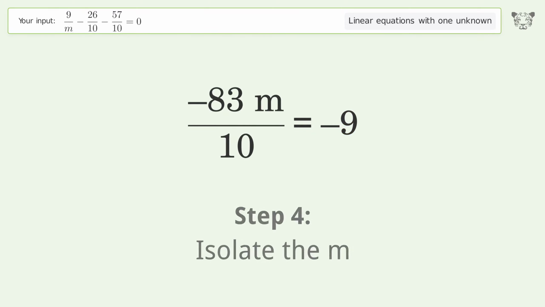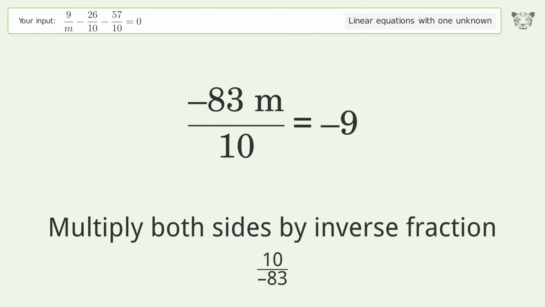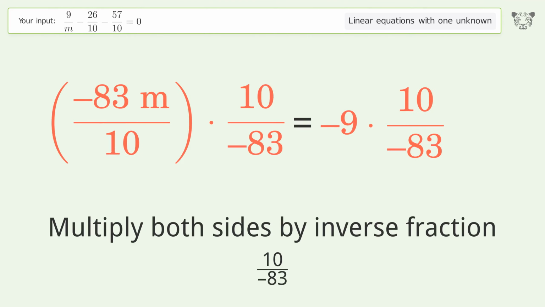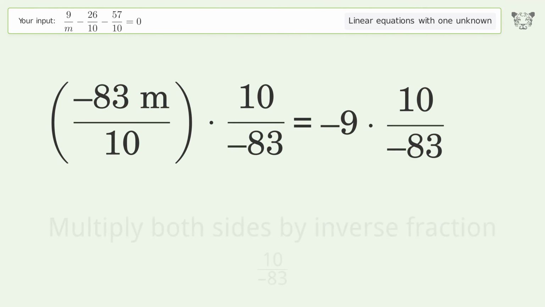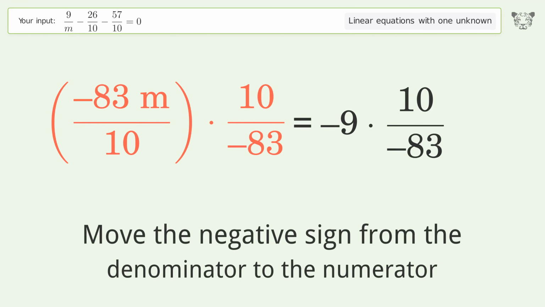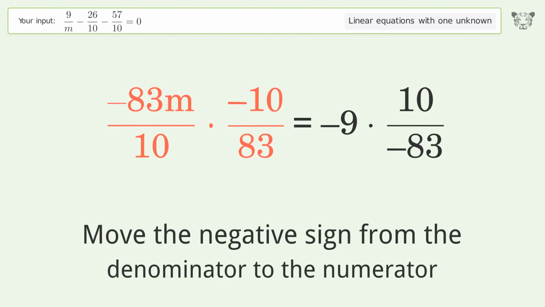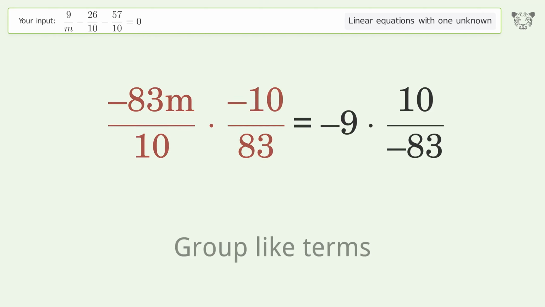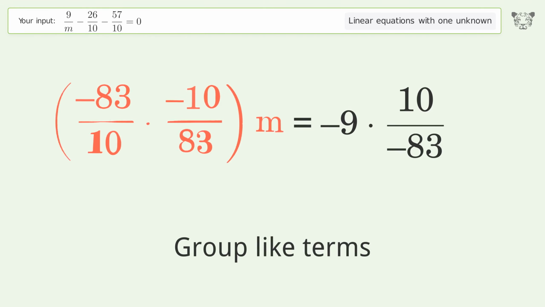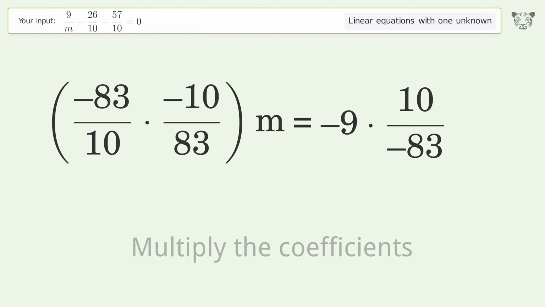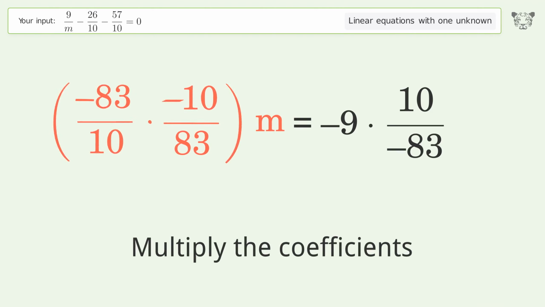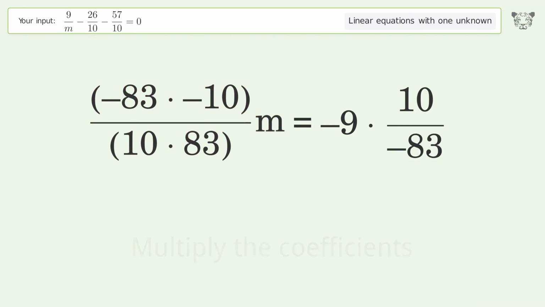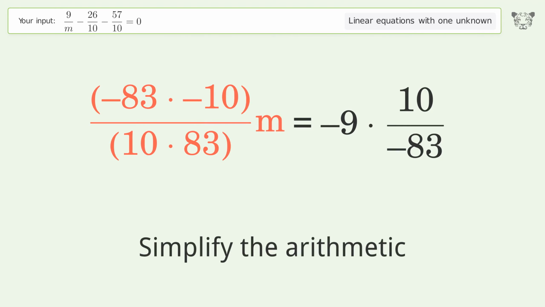Isolate the m. Multiply both sides by inverse fraction 10 over negative 83. Move the negative sign from the denominator to the numerator. Group like terms. Multiply the coefficients. Simplify the arithmetic.